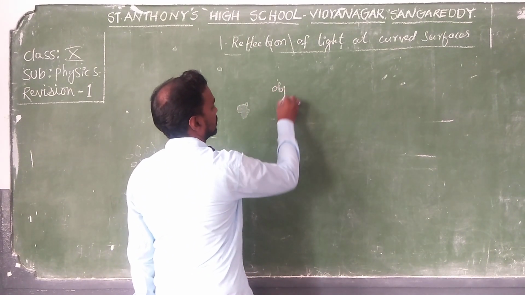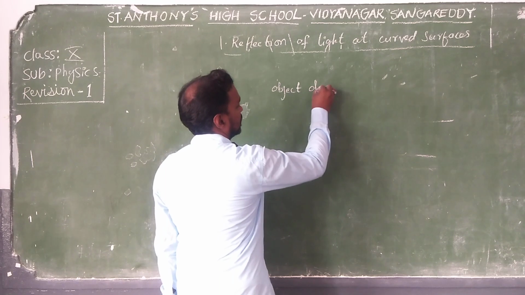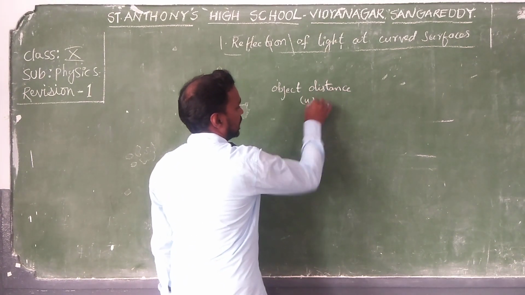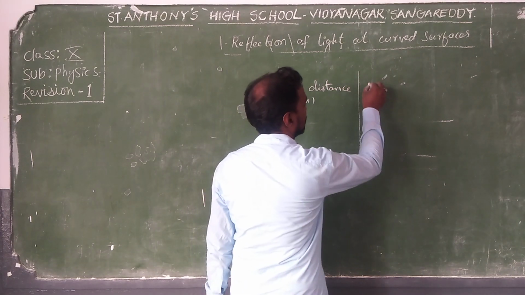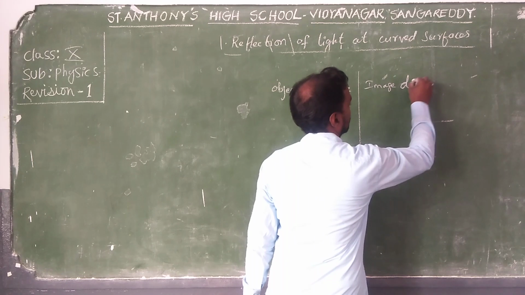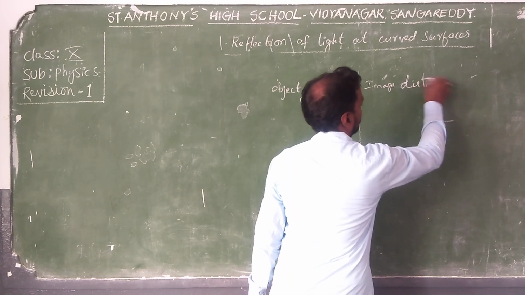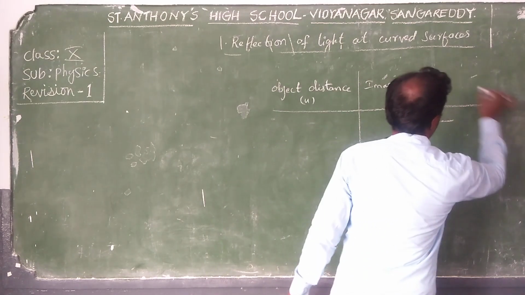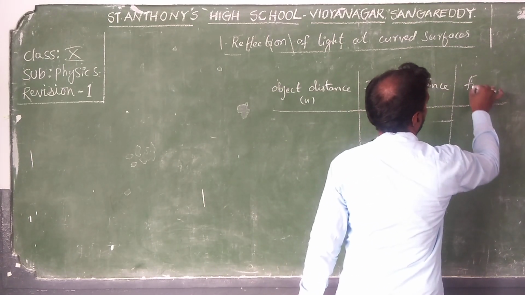Object distance, denoted by the letter U in centimeters, and next is image distance, denoted by the letter V. After that, we can find the focal length.